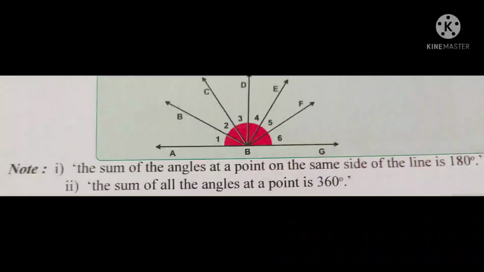Note these two points. The sum of the angles at a point on the same side of the line is 180. Second one: the sum of all the angles at a point is 360 degrees.